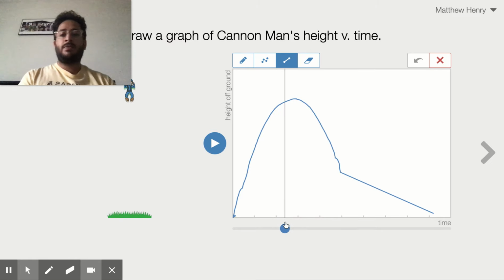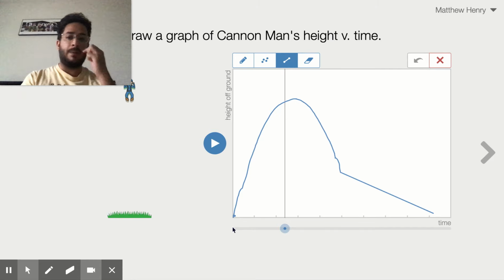In the next video, we'll talk a little bit more about how we can describe distance time graphs. This was a height time graph, or distance from the ground. You could think of it as the y-axis and our x-axis being time. So in our next video, we'll talk more about those types of graphs and what we can learn from them.